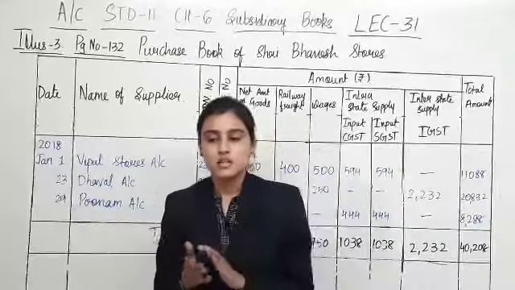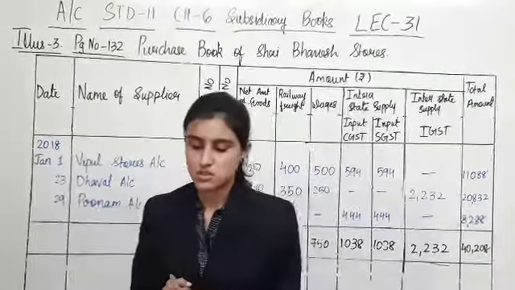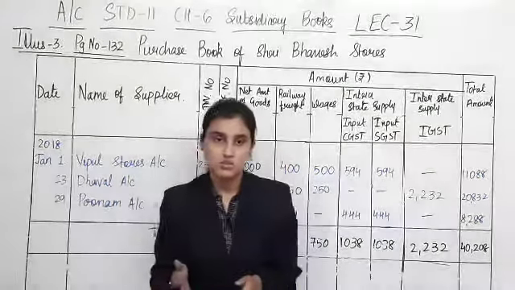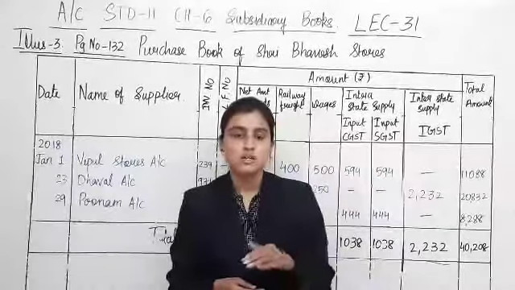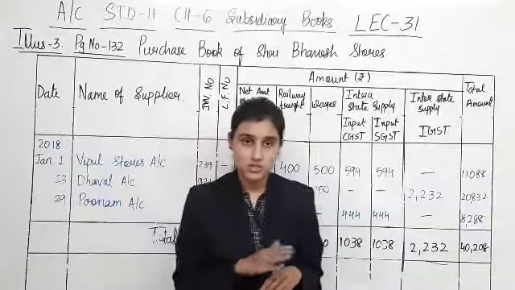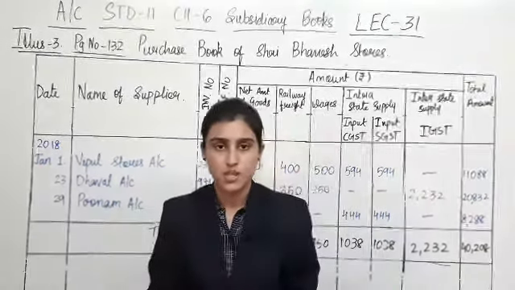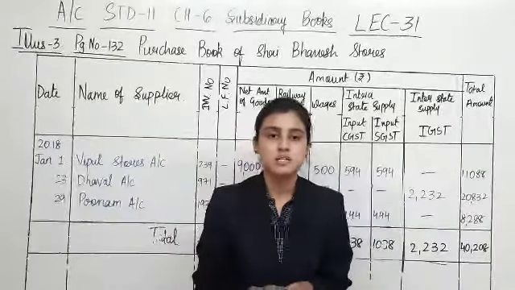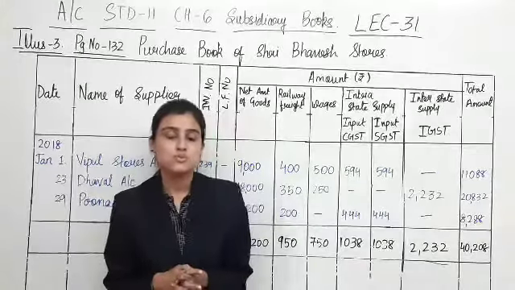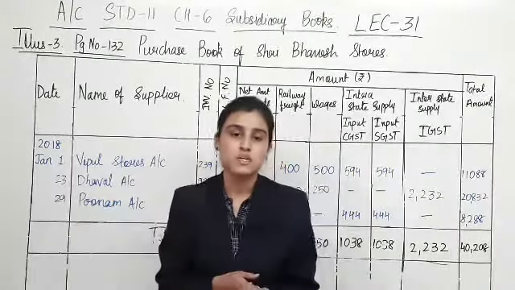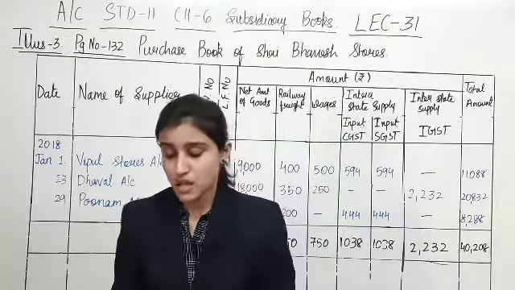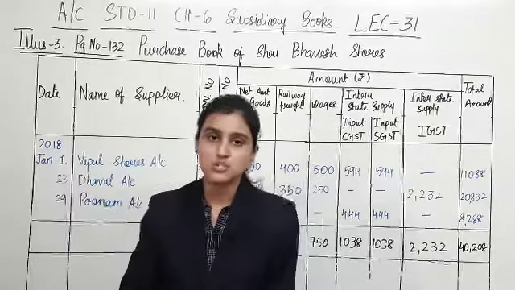Then we have understood about the rules for types of accounts. Personal, real, nominal. The rule for personal account is what? Debit the receiver, credit the giver. The rule for real account is what? Debit what comes in, credit what goes out. For nominal account, debit all expenses and loss, credit all incomes and gains. The entire chapter 2 is based on these types of accounts and the rules. And of course, chapter 4 is entirely linked with chapter 2.